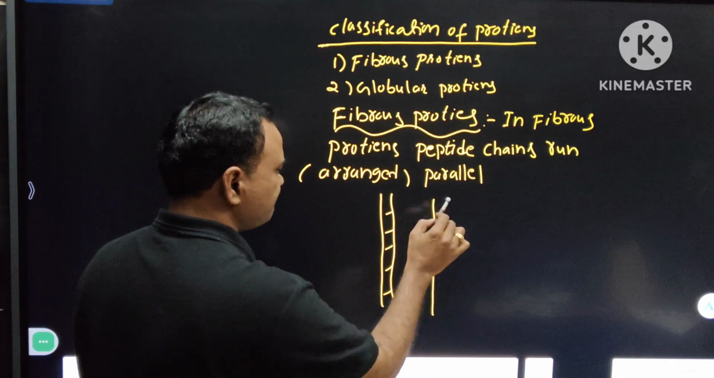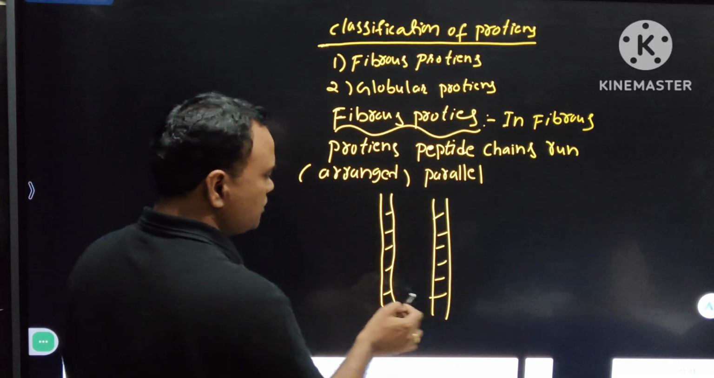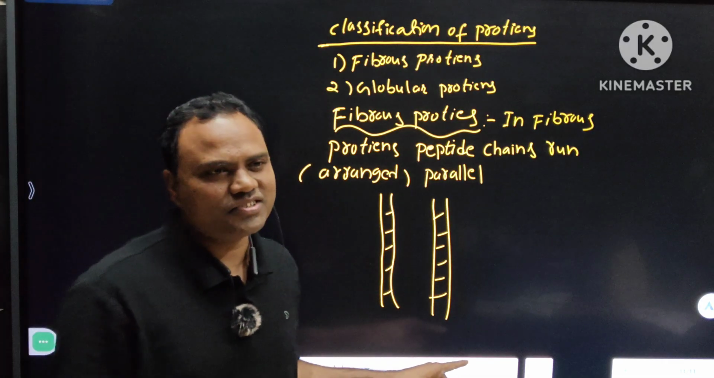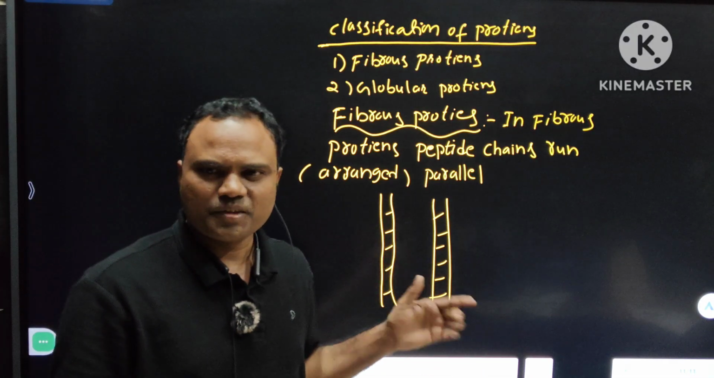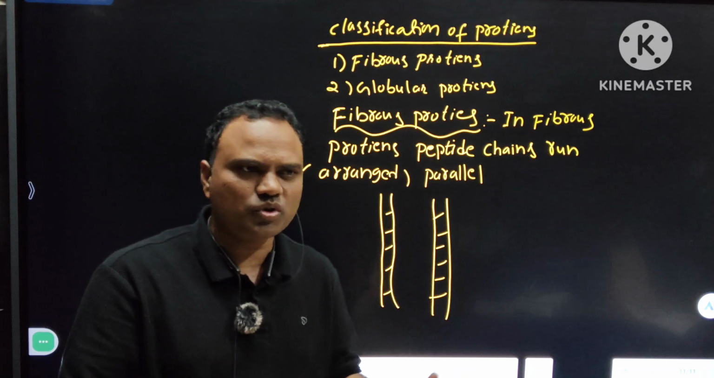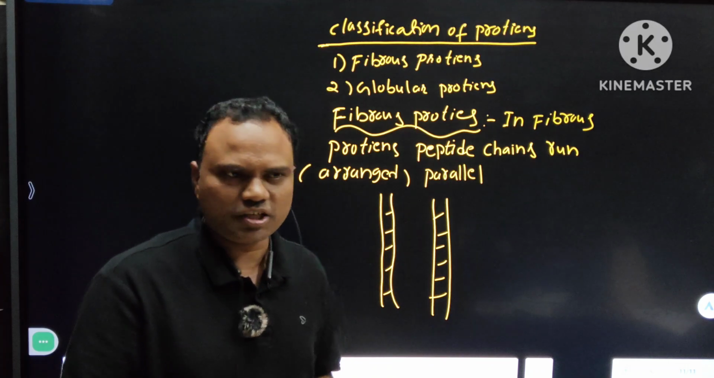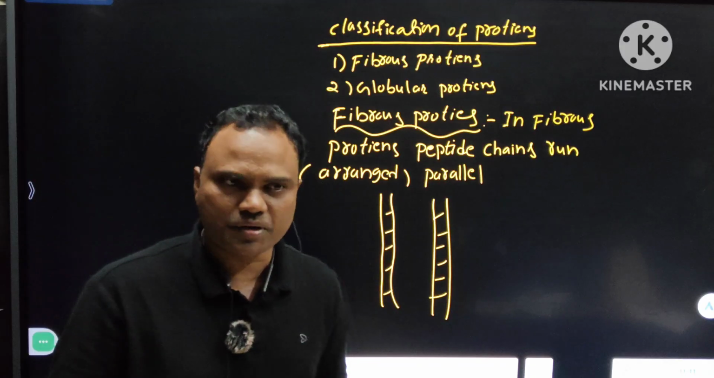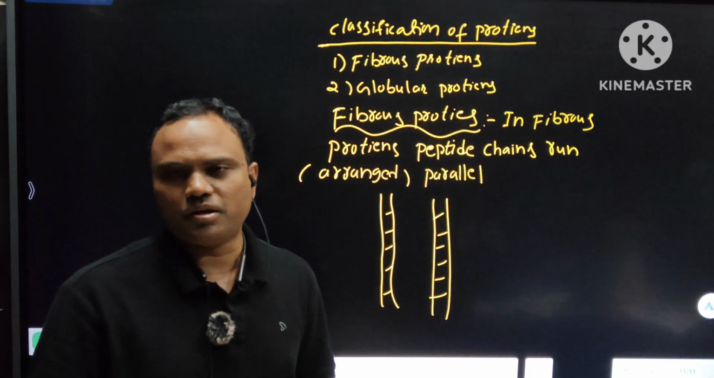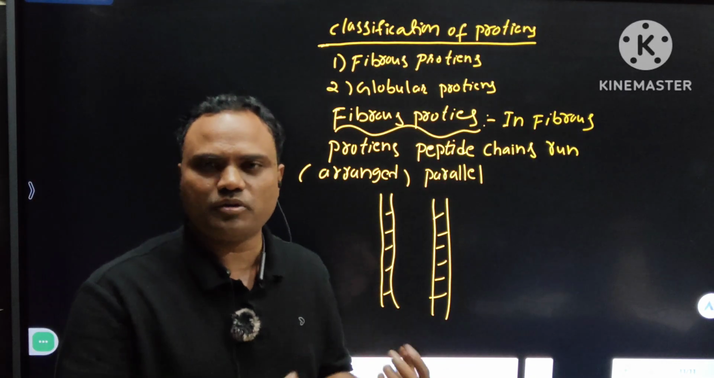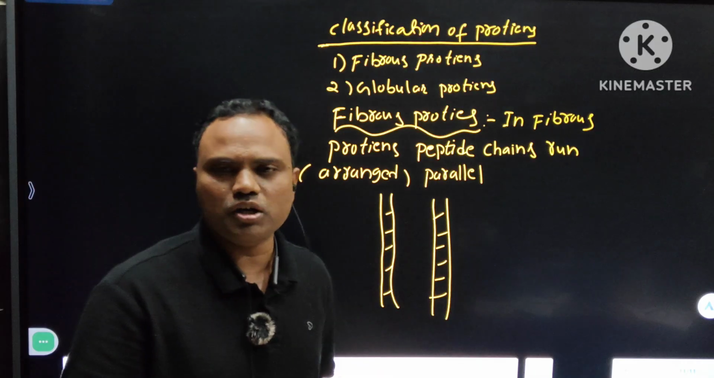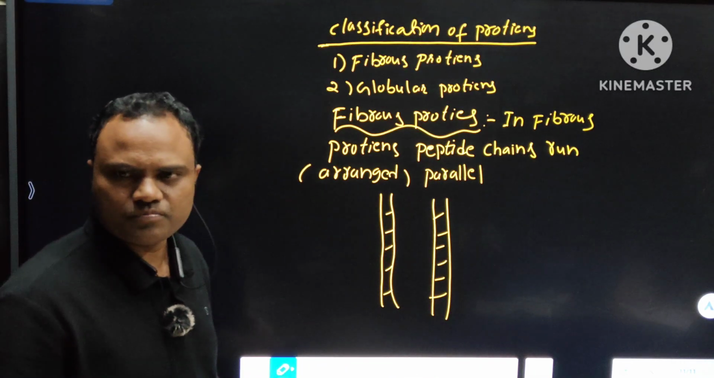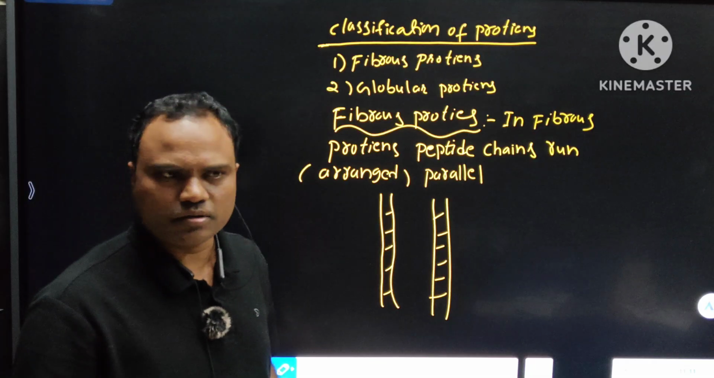Just for understanding, we can draw like this. This is one peptide chain, this is one peptide chain. You know how peptide chains are formed? Amino acids combine, they lose a water molecule, and peptide chain formation takes place. We know dipeptide, tripeptide, tetrapeptide, but this is polypeptide. So many amino acids combined to give a polypeptide chain. They run parallelly.